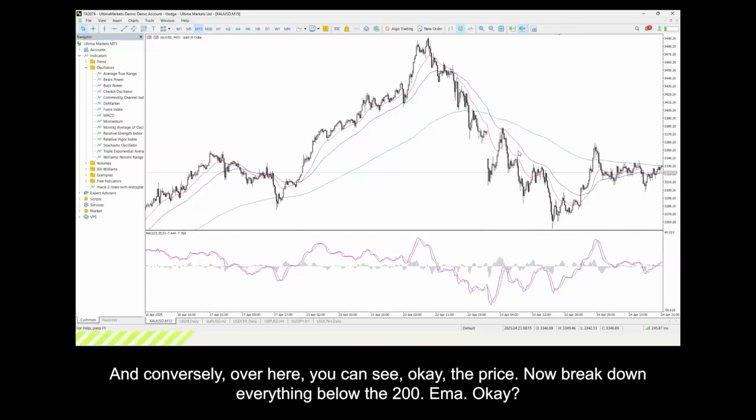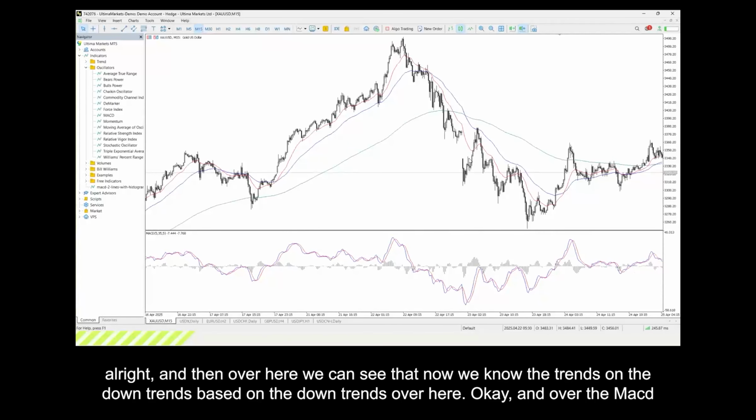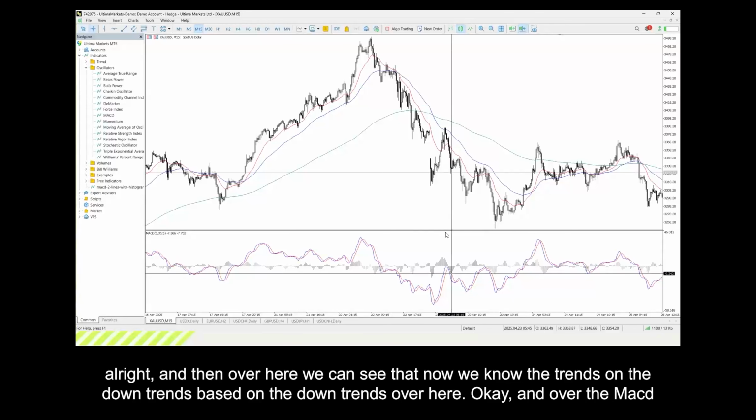And conversely over here, you can see the price now breaks down below the 200 EMA, and then we have the EMAs forming a bearish crossover. So this is the first signal over here. And now we know the trend is a downtrend, it's on the downtrend over here.